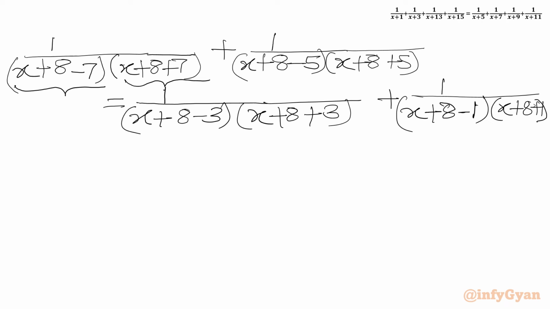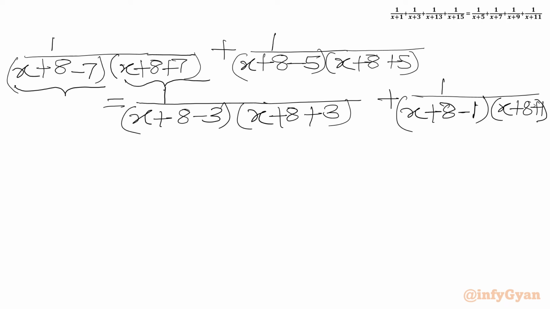Now we have x plus 8 whole square everywhere. So let us say x plus 8 whole square equal to, suppose, a. So we can write our equation 1 over a minus 7 square, I am writing 49, plus 1 over a minus 25 equal to 1 over a minus 9 plus 1 over a minus 1.